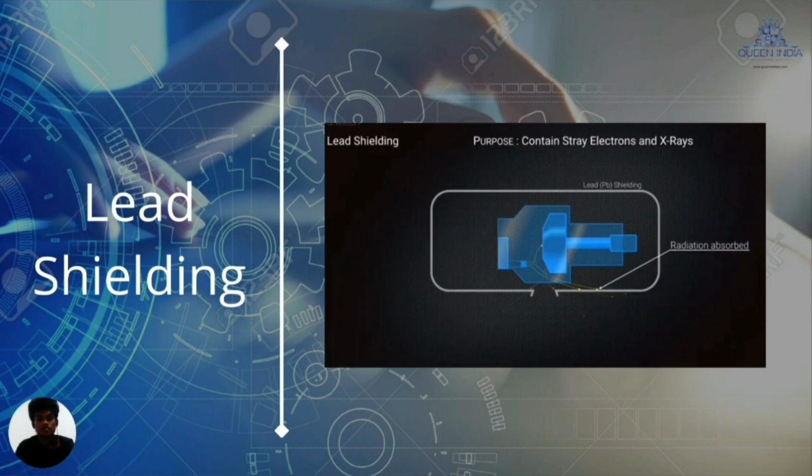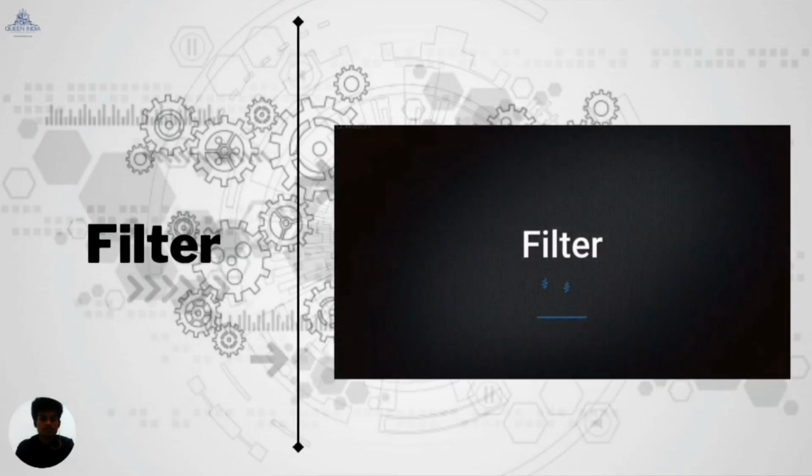When we are using lead shielding, the radiation will be absorbed by the lead shielding. Lead is used for the shielding purpose because it has high density. Hence, it would have a high density of electrons. Number 6 is the filter.